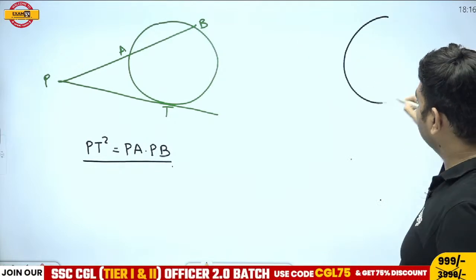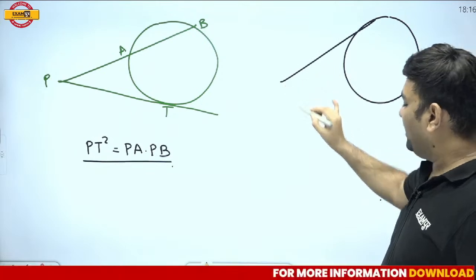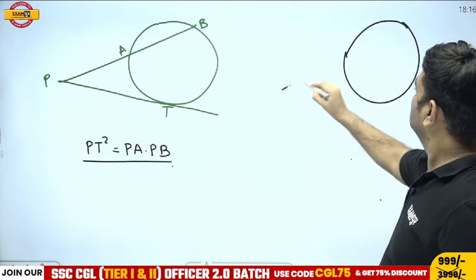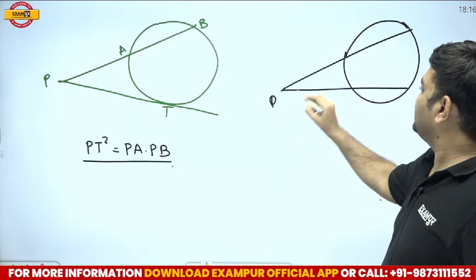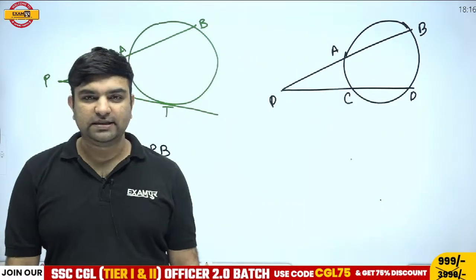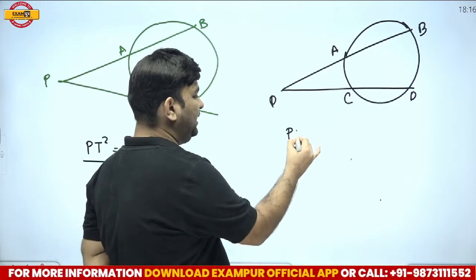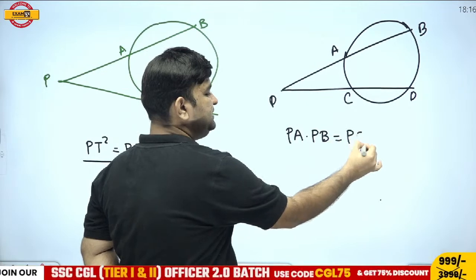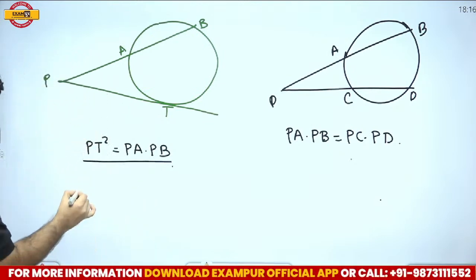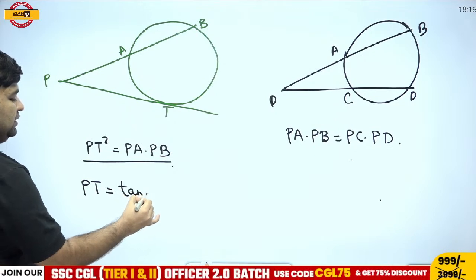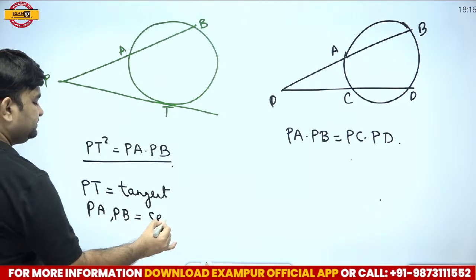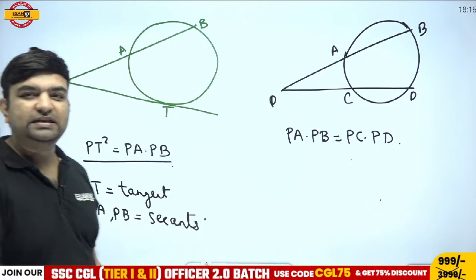If both of them are secants, PAB and PCD, then you will say, sir, PA into PB is equal to PC into PD, where PT is a tangent and PA, PB, PC are the secants. Is it clear, my dear?